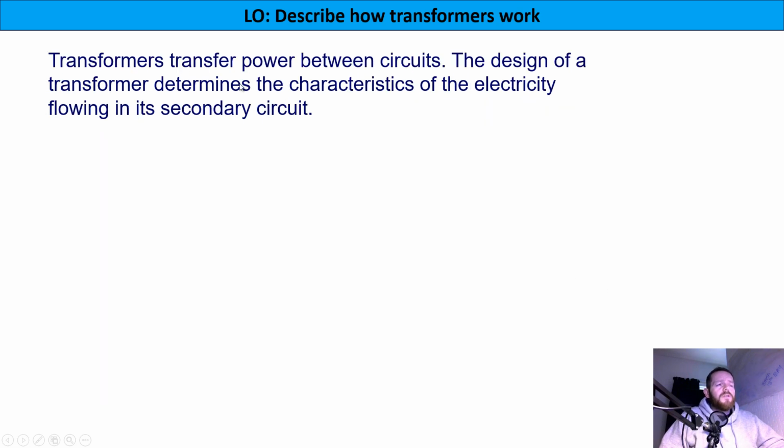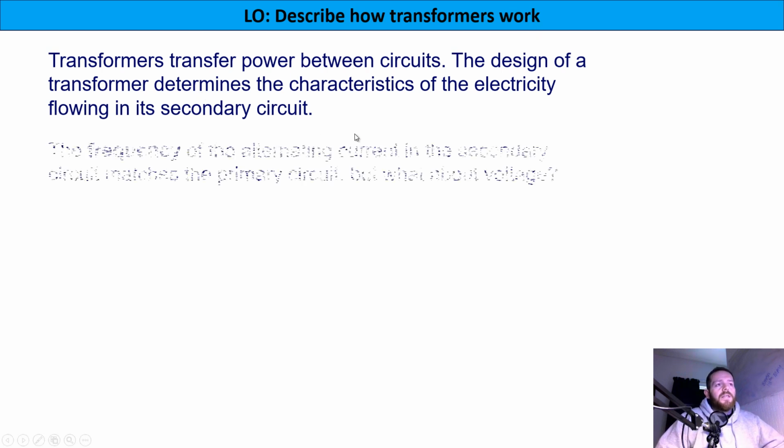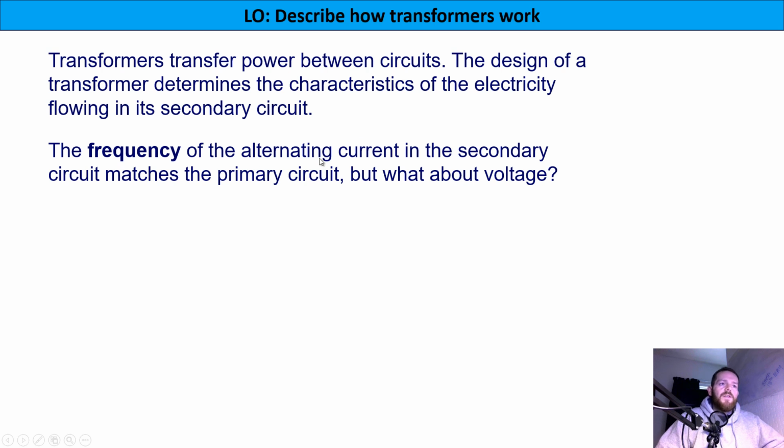Right, so transformers transfer power between circuits. Okay, so you've seen a circuit on the input coil and there's a circuit on the output coil. Electrical energy is being transferred from one side to the other. Okay, the design of a transformer determines the characteristics of the electricity flowing in its secondary circuit. The frequency of the alternating current in the secondary circuit matches the primary circuit. So if you've got electrons moving backwards and forwards 50 times a second, then the electrons in the other coil are going to move backwards and forwards 50 times every second as well. The only difference between them is how many electrons are being moved on each side, and that's what determines the voltage.